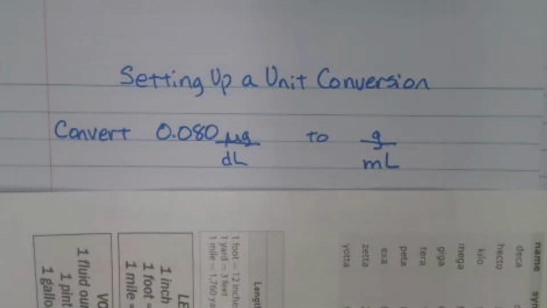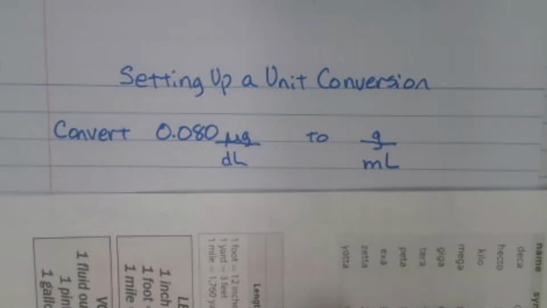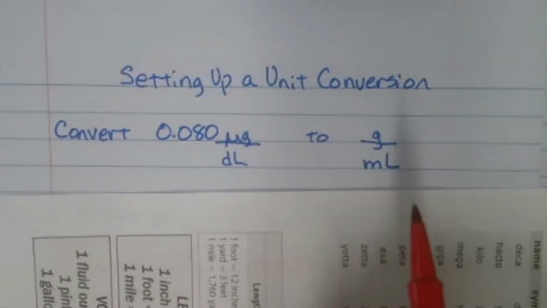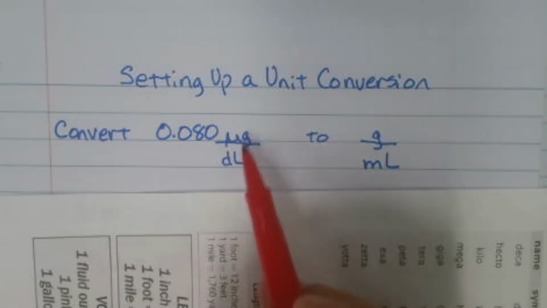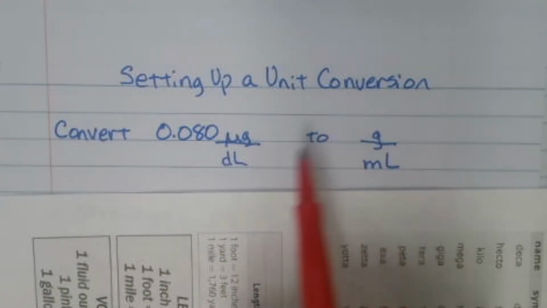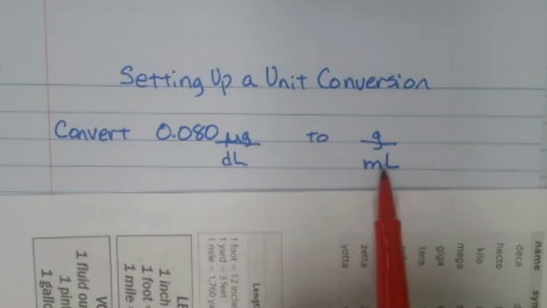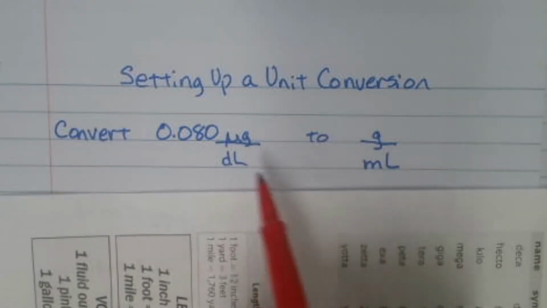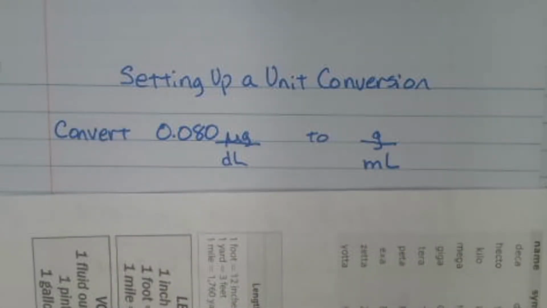In this video, I'll explain how to set up a unit conversion. And not only is this a unit conversion, this is kind of a complicated unit conversion. We have two different units. This is a ratio between micrograms and deciliters. And we're converting from micrograms to grams. And then we're converting from deciliters to milliliters. So as you can tell, you'll have several conversion factors.